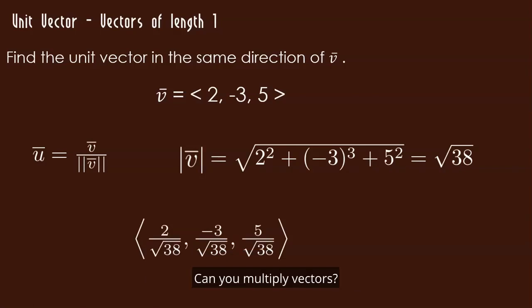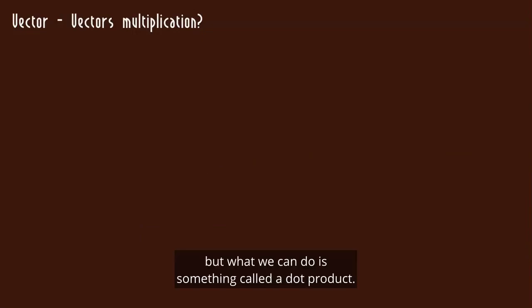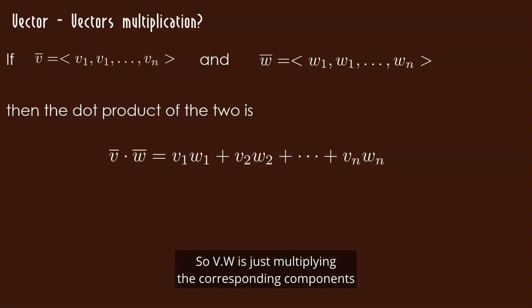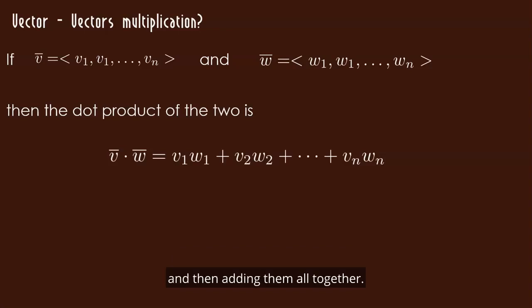Now I know what you're asking yourself. Can you multiply vectors? Well, kind of, sort of, not really. It doesn't mean much to multiply a vector. But what we can do is something called a dot product. Suppose I have two vectors, v is v1 through vn, and w is w1 through wn. That just means we're in Rn. This is a very generic definition. So v dot w is just multiplying the corresponding components and then adding them all together.